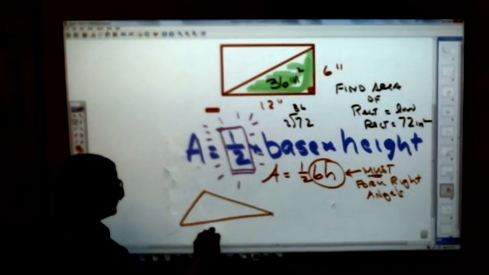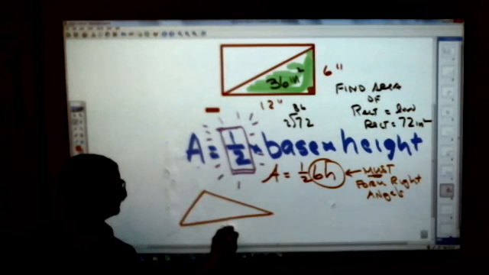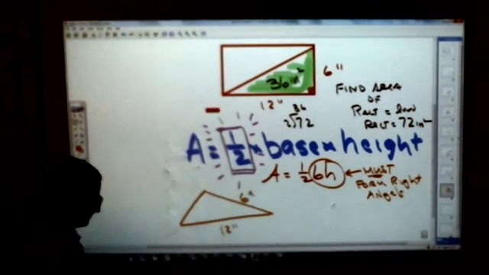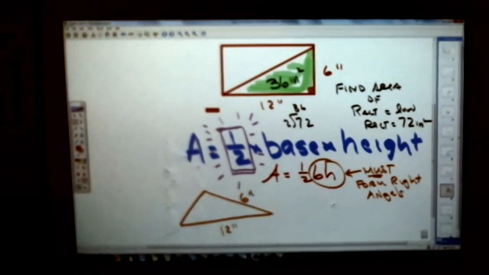If I know that this is 12 inches, and I know that this is 6 inches, what two lines are my base and my height? What two lines are my base and my height? Zach? 12. All right, that's one. Two lines. 6. So where, Zach, is there a right angle that you see there?